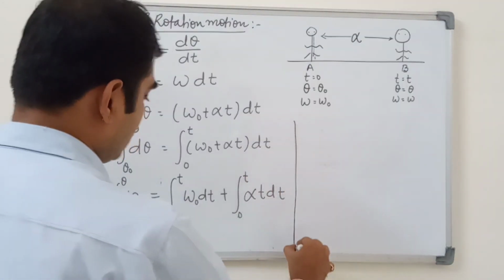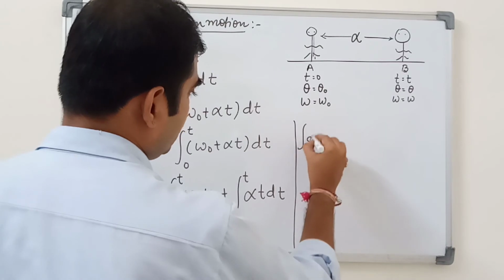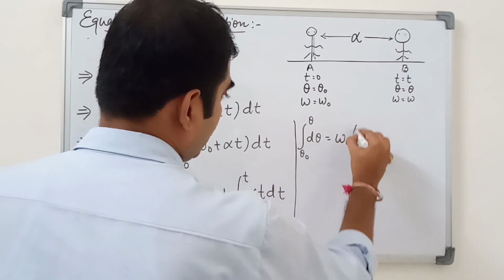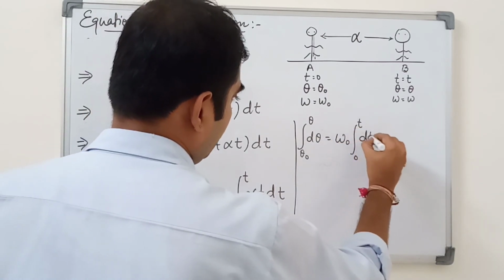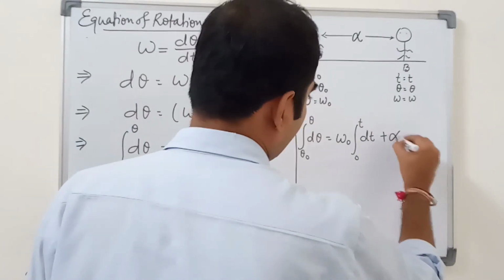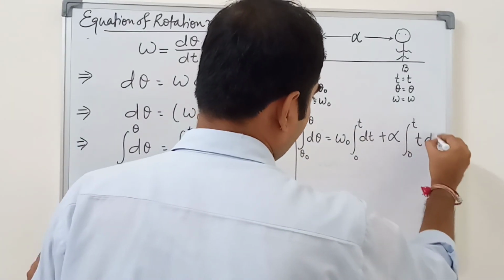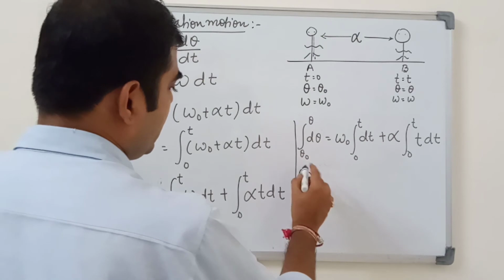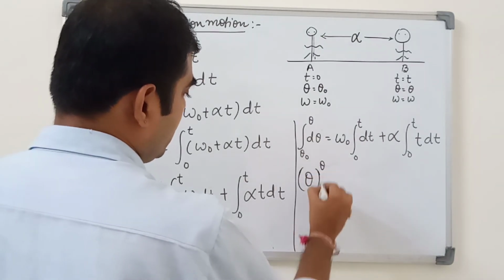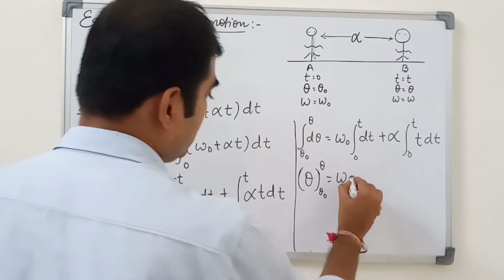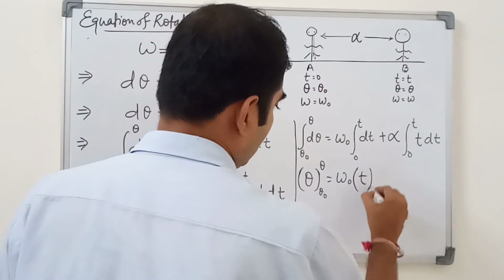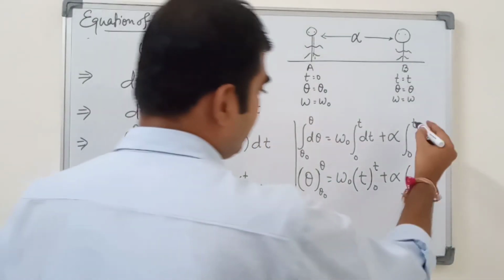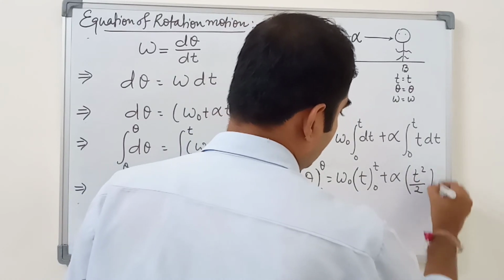The left hand side is as it is, d theta from theta naught to theta. Here omega naught is taken common with dt, plus alpha is taken common with the remaining t dt. So integration of d theta from theta naught to theta is equal to omega naught integration of dt, plus alpha integration of t dt. T is to the power 1, so it gives t square by 2, from 0 to t.